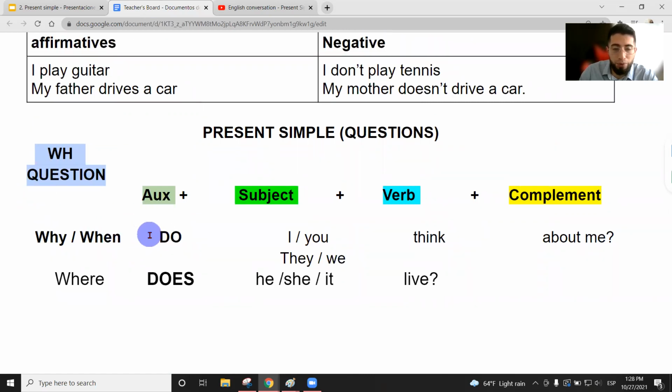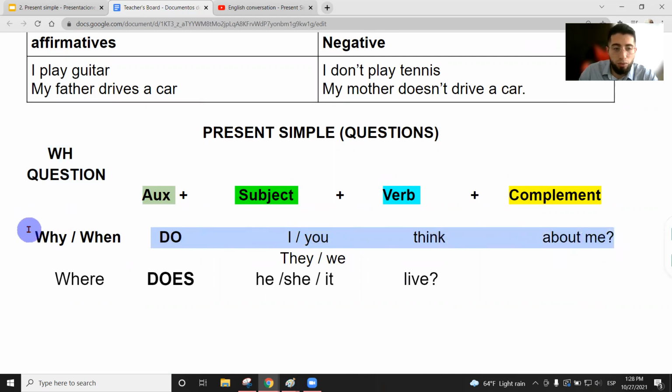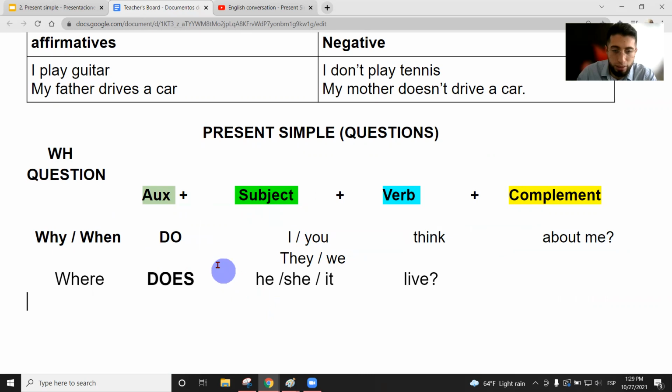Now, if we read the previous sentences, si leemos la oración anterior, con un why, que es por qué, ¿cierto? Decimos, why do you think about me? ¿Por qué tú piensas en mí? Well, is an open question, right? Es una pregunta abierta. So, there are multiple answers, hay muchas opciones, a variety of answers, muchas variedades de respuestas, ¿vale?